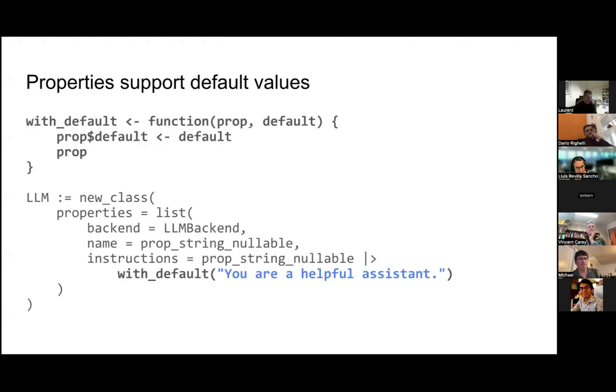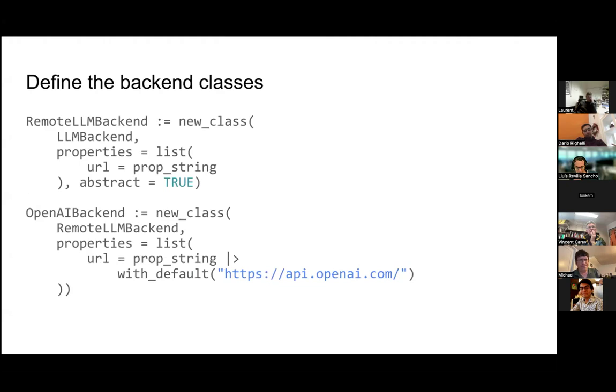Good. Here's a little helper function I defined so that you can very easily, using pipe syntax, set a default. It's just defining the default part in the property metadata, your helpful assistant. So you can very quickly, without having to call new property, just slap a default on a property.